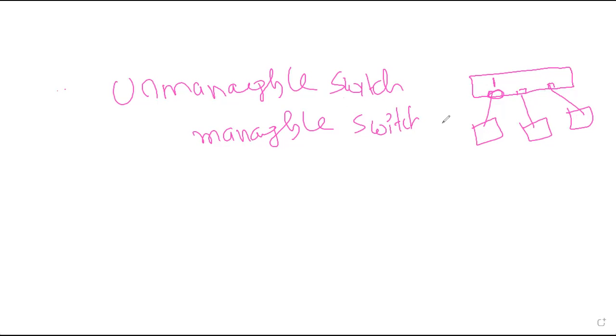When we're talking about the manageable switch, all our needs are fulfilled by doing the configuration. So in the manageable switch, generally there are layer 2 and layer 3, from the OSI layers. Layer 2 means the data link layer, which performs actions based on MAC address. Any device that takes a decision based on MAC address is a layer 2 device.